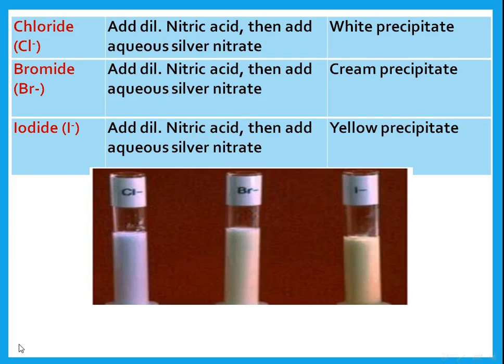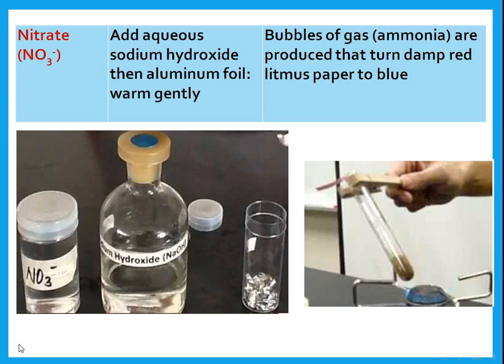Remember that if I don't have any of these, so let us say I have a solution that doesn't have chloride, bromide, or iodide. What will happen if I add dilute nitric acid and aqueous silver nitrate? No reaction or no change. Okay? Test for nitrate. How do we test for it to see if something is a nitrate? I add aqueous sodium hydroxide, then aluminium foil, and warm gently. So remember, the test for nitrate is add sodium hydroxide, aluminium foil, warm gently.